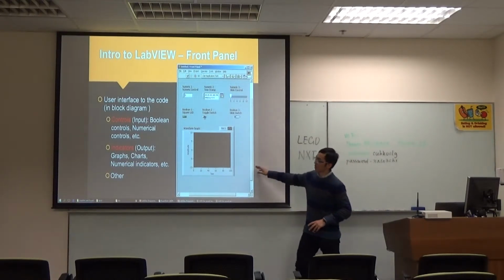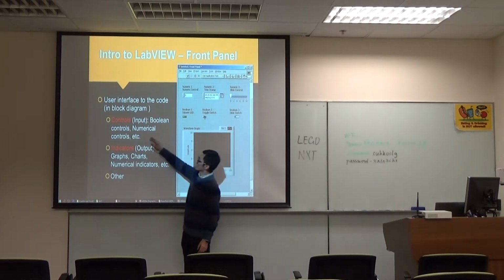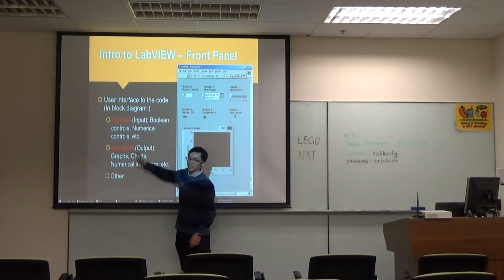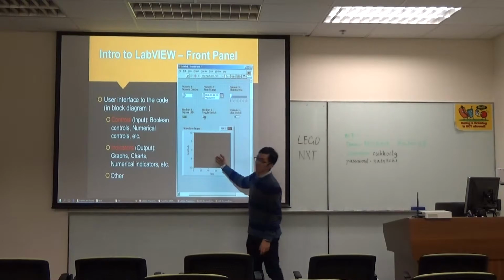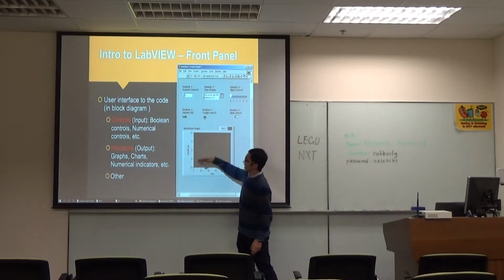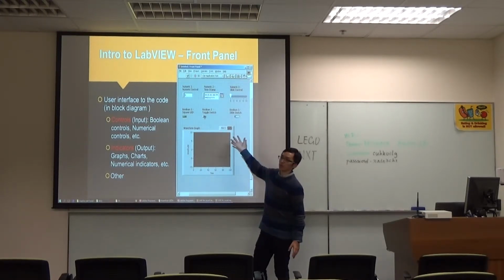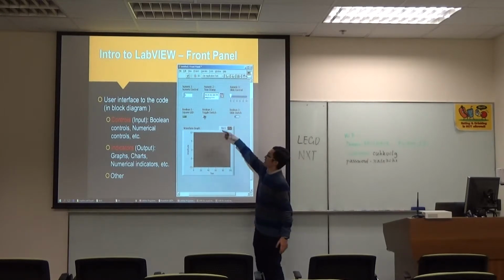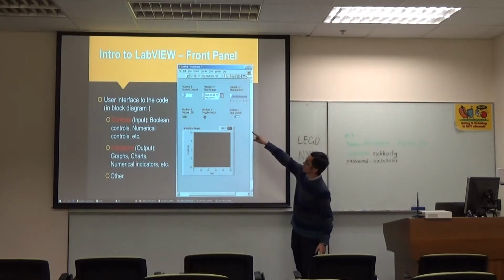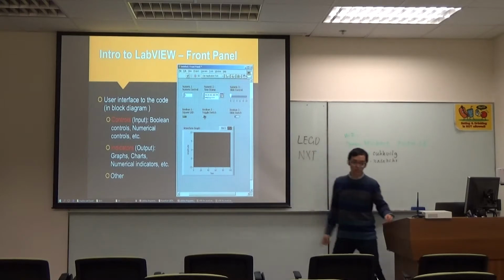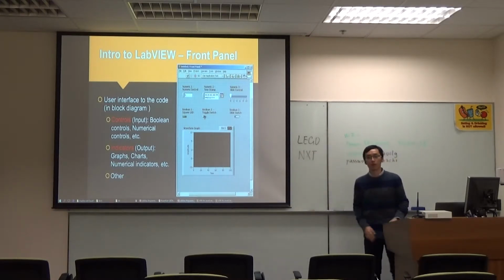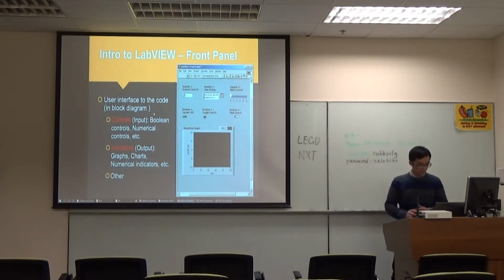This is the front panel, and they divide it into 2 parts: controls and indicators, just like input and output. This kind is the output, because it only outputs some data to indicate to you. And that one, at the top left corner, is input. You input some number and the variable gets its value.